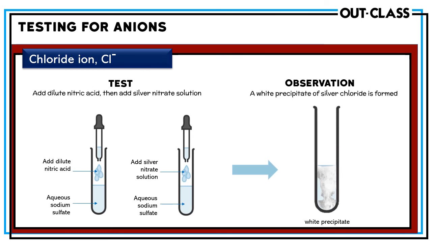Chloride. Now it's in halide ion. Chloride, bromide and iodide. The test for these three ions is the same, the results are different. Now how do we do it? We add dilute nitric acid to the salt solution and aqueous silver nitrate. If chloride ion is present, we get white precipitate of silver chloride. Now this is silver chloride. White precipitate of silver chloride is produced.